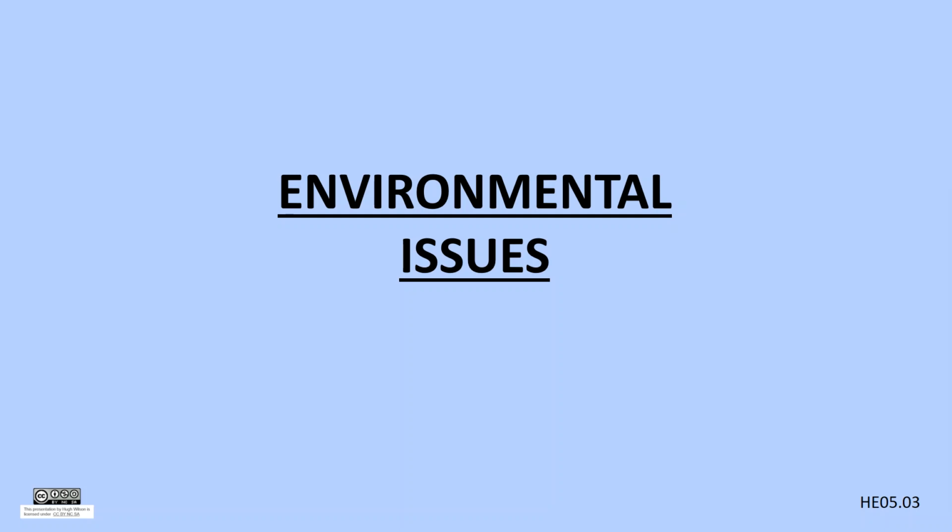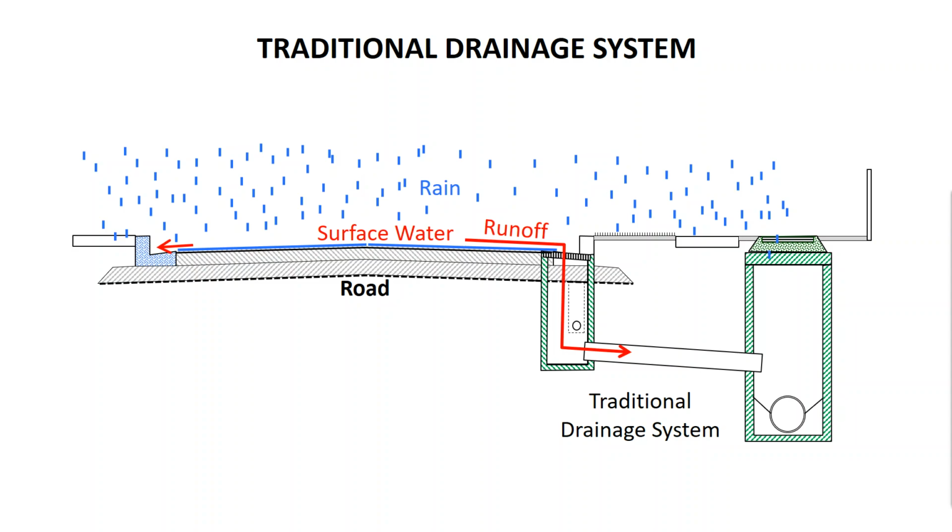In this video, we're going to look at the environmental issues related to road runoff. So we're looking at a traditional drainage system here. The rain falls on the road, the water on the surface flows off the road. In an urban system, it flows into a piped system which directs it straight into a stormwater system, and then the stormwater system discharges it into the local water system as fast as possible.